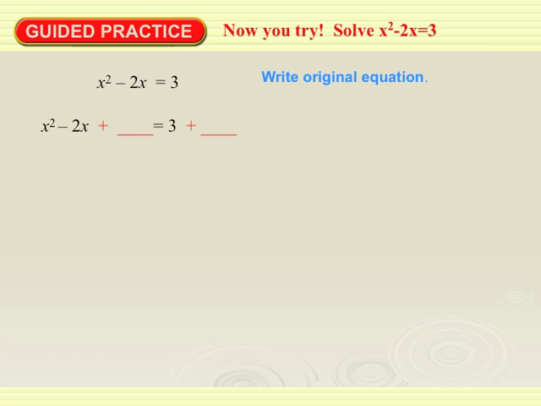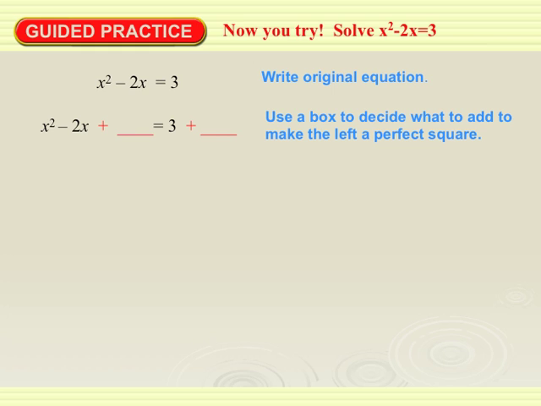Now, you can use the box method to figure out what needs to go in those blanks. So let's focus on the left-hand side. You need for the top left box to be x squared, and you need the two boxes in opposite corners to be minus 2x. And you're trying to figure out what replaces the question mark here. So pause the presentation while you figure out what goes in place of the question mark.